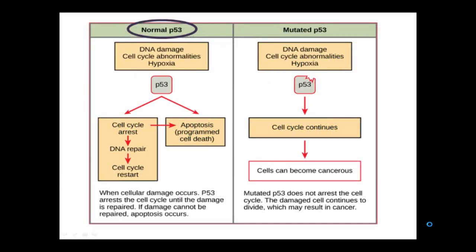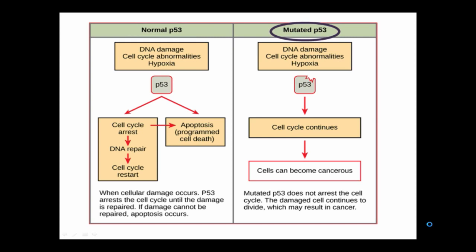Another tumor suppressor gene is P53. P53 is a master regulatory gene, and what it's going to do is check to see if the DNA is damaged at the G2 checkpoint. If it is, normal P53 is going to stop the cell cycle, repair it, then restart it. If this doesn't work, then it's going to trigger programmed cell death, apoptosis.